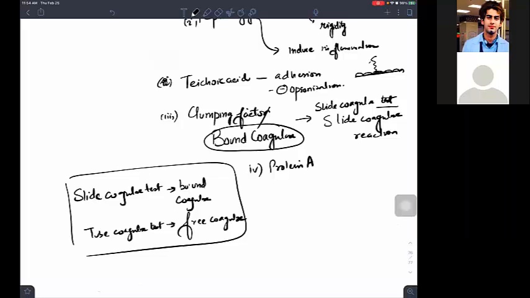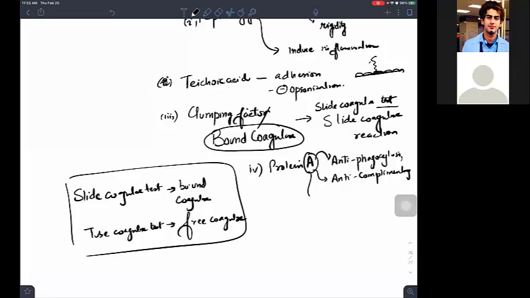So what else is in the cell wall, number 4, is protein A. Protein A is the name of a protein. What is protein A? A, I remember from A, is anti-phagocytic. It prevents phagocytosis. It is anti-complementary. The complement pathway is a pathway of inflammation. You'll be learning it in immunology, and I'll be teaching you in the upcoming videos.